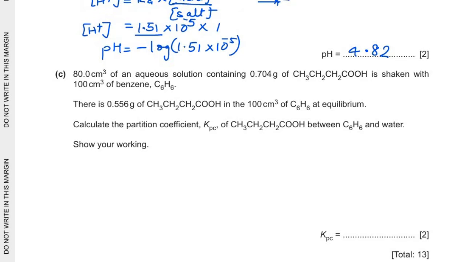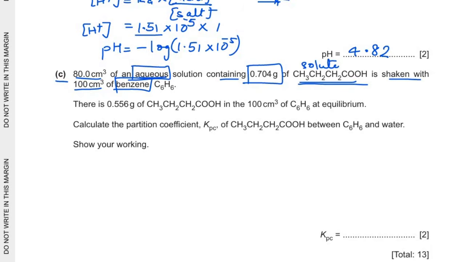Here this is the last part. See, 80 centimeter cube of an aqueous solution containing 0.704 gram of butanoic acid is shaken with 100 centimeter cube of benzene. Now benzene is a solvent. Remember, aqueous solution, that is water, is another solvent in which we are adding butanoic acid as a solute. So solute is butanoic acid.